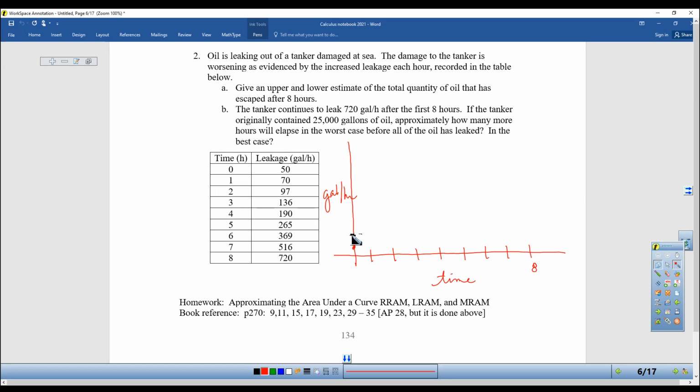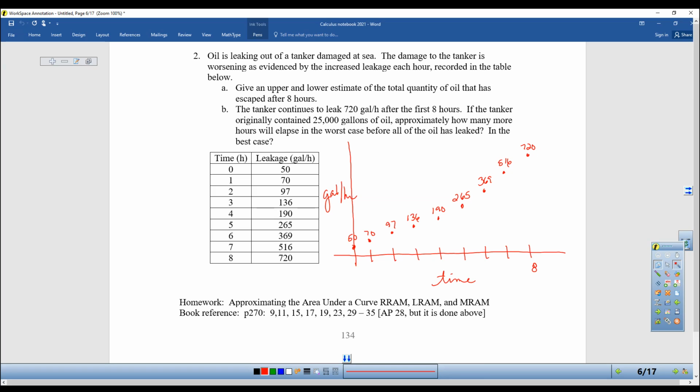So if it's 0, it's at 50. And then 1, it's at 70. It goes up to 97, 136, 190, 265, 369, 516, and 720.